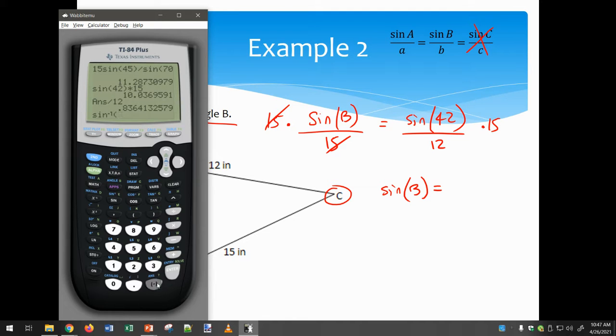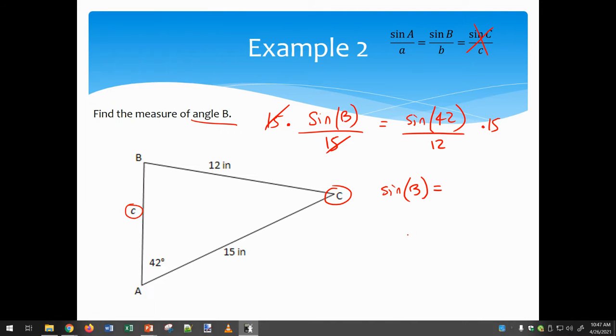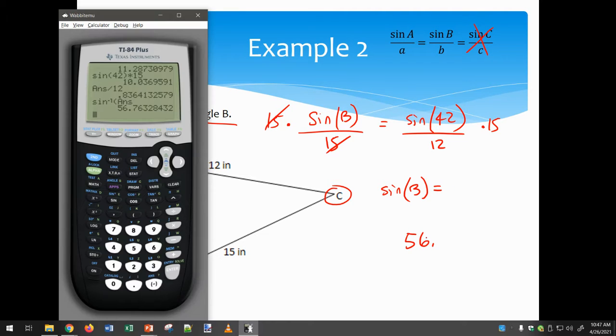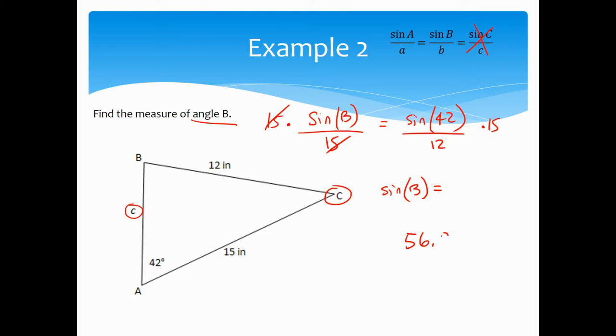So now I'm just going to do sine inverse of that. So a lot of this I can do on my calculator. So I get B equals about 56.76. So I'm going to say 56.8, which would round, if I said the nearest whole number, would be all the way up to 57. Okay, hope that helps with the law of sines or sine rule.